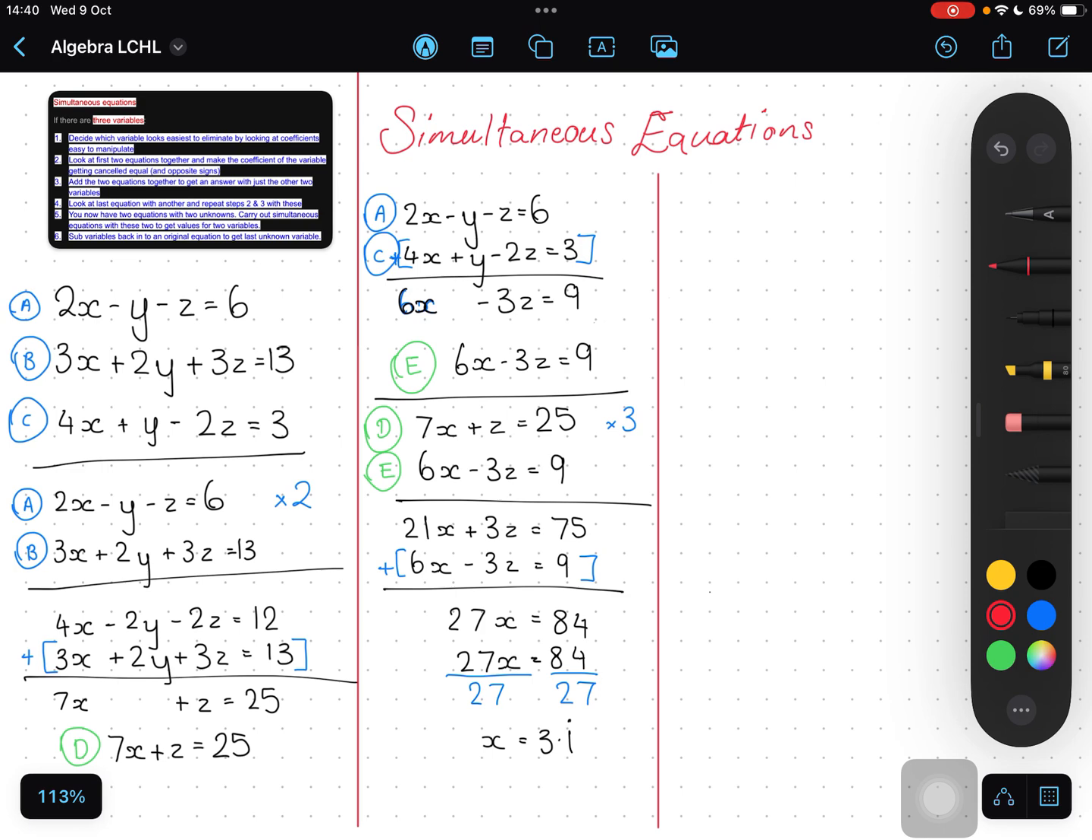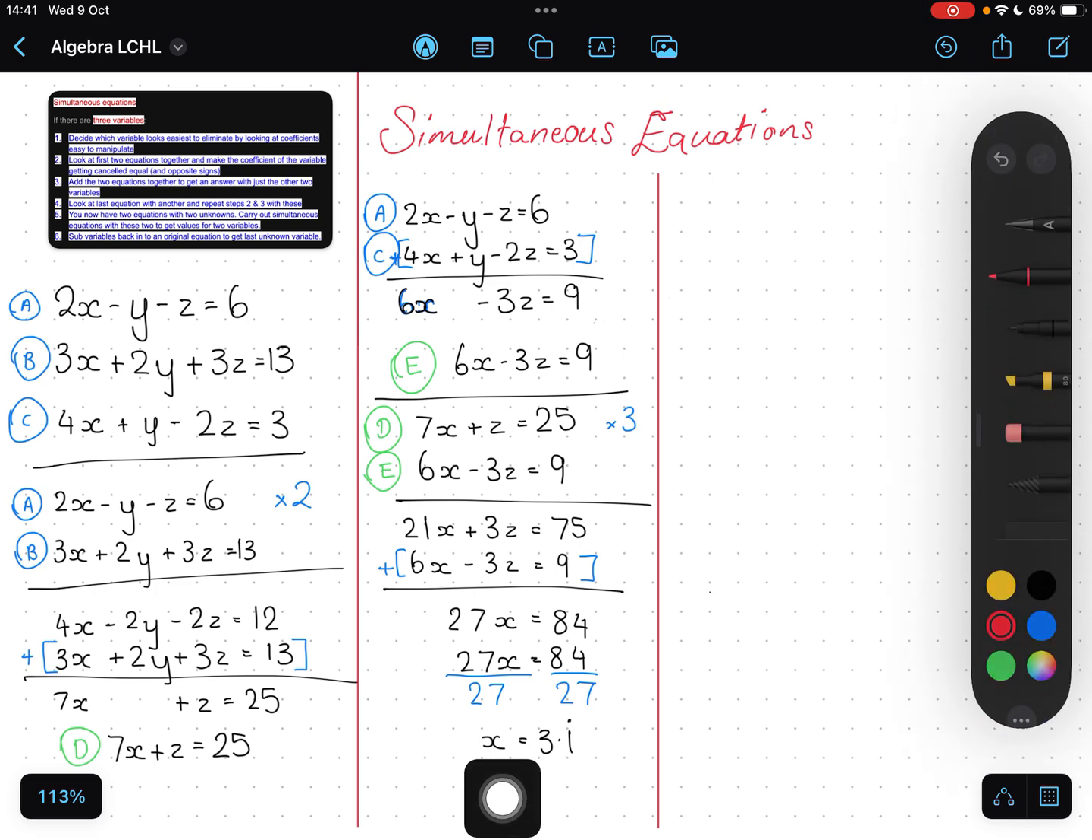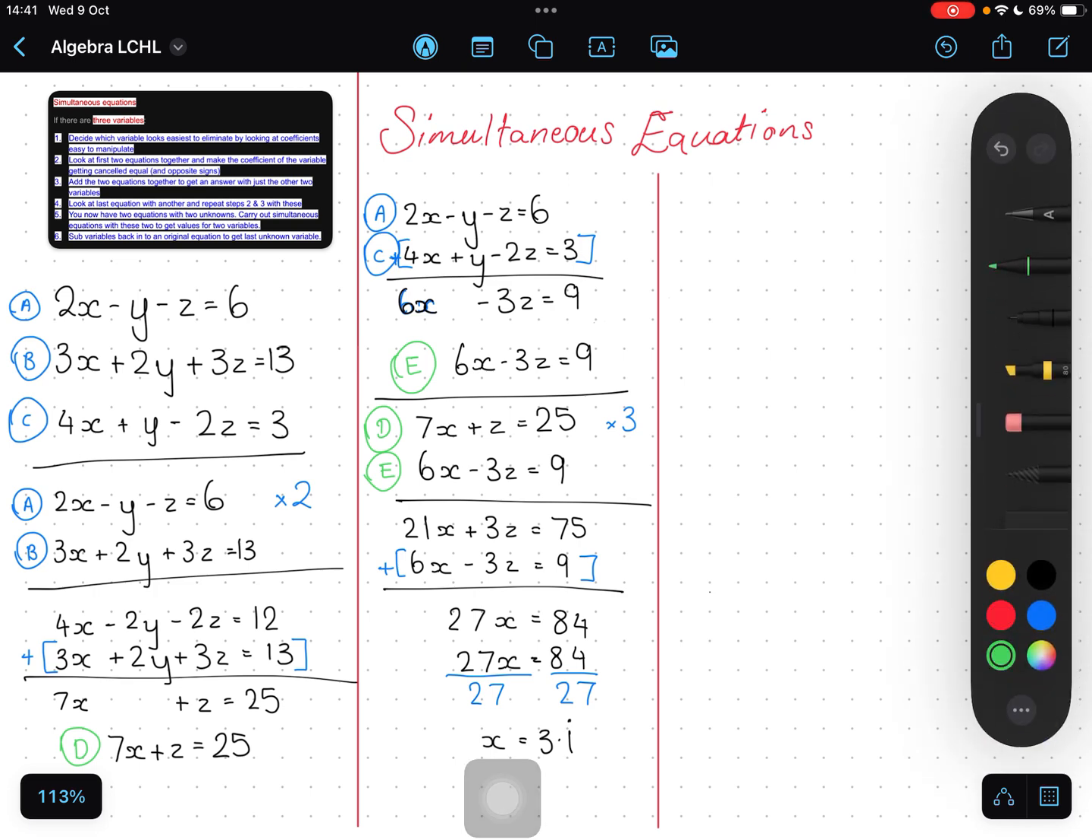Now, just like in normal simultaneous equations where there are only two variables, I can find z now. So here I have D and E. I can use either one of these equations to find z because I have x. So I can sub x back into one of my original equations, the ones that have just x and z in them, and I can sub it back in to get what z is. Whichever of these equations looks easier. I think D makes it slightly easier to isolate z on a side by itself.